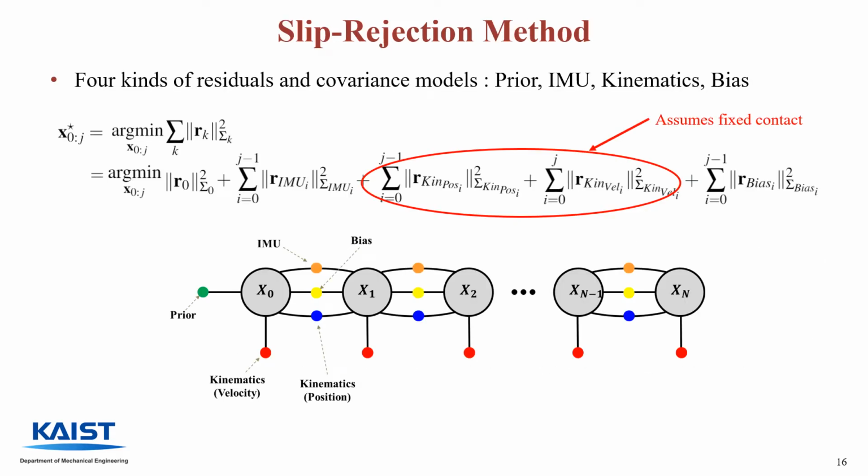Since we talked about the overall procedure of the estimation algorithm, let's go a little bit deeper into the details. For the residuals and covariances, we have a total of 4 kinds of models: prior, IMU, kinematics, and biases, which can be represented as a factor graph model as below. Between these models, the kinematics measurement model assumes that the foot in contact does not move. As we talked about before, this assumption is generally not true due to dynamic contact event situations.